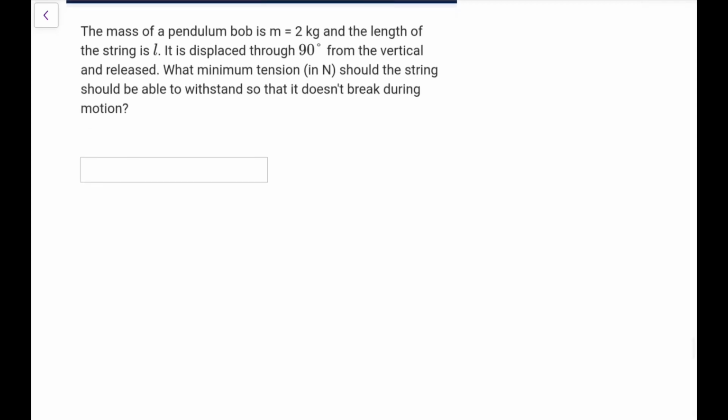Next, the mass of a pendulum bob is 2 kg and length is L. It is displaced through 90 degrees from the vertical and released. What minimum tension should the string be able to withstand so it doesn't break? Maximum tension occurs at the lowest point, so it should be able to sustain it at the lowest point.